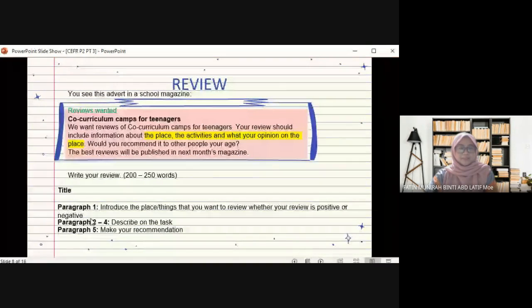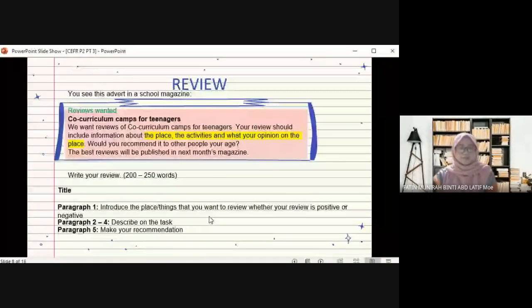Okay. Alright, and then paragraph 1. Perenggan pertama apa yang awak kena buat adalah introduction. So you have to introduce the place, kalau kat sini tempat tu lah. And then whether it is positive or negative. Kalau positif macam mana? Okay, sebab kadang-kadang review awak boleh juga bagi negative review. So you have to introduce briefly, secara simple ataupun pendek je introduce the place.